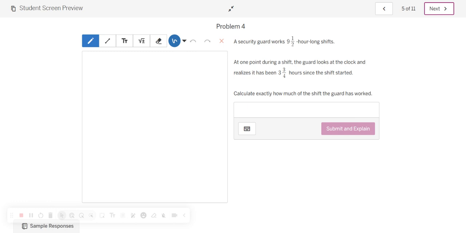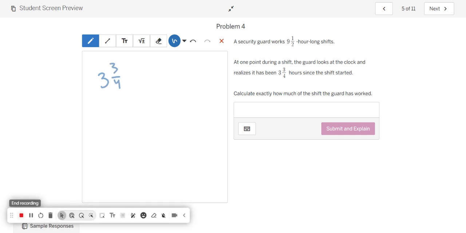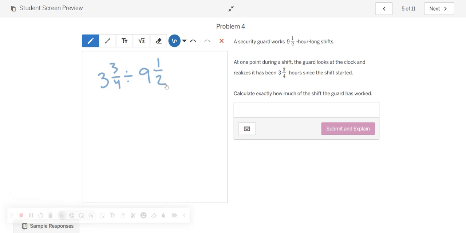But a security guard works 9.5-hour long shifts. Ooh, that's a lot. At one point during the shift, the guard looks at the clock and realizes it's been 3 3/4 hours since the shift started. So in this one, you've got 3 3/4 divided by 9.5. 4 times 3 is 12, plus 3 is 15/4, divided by 19 halves.